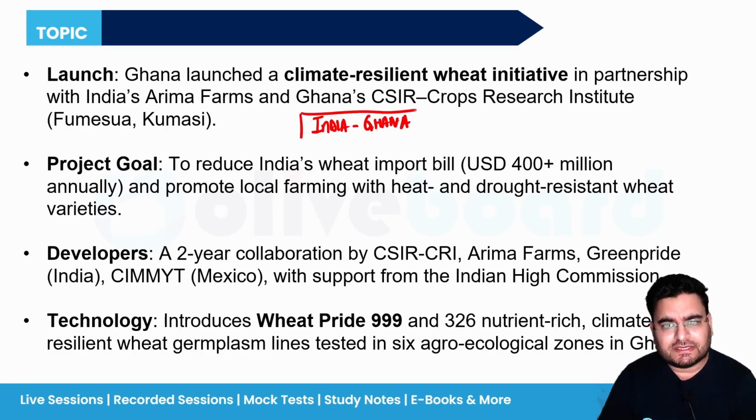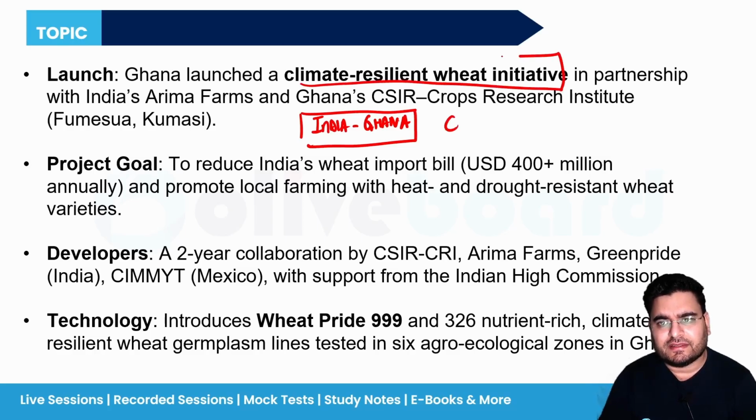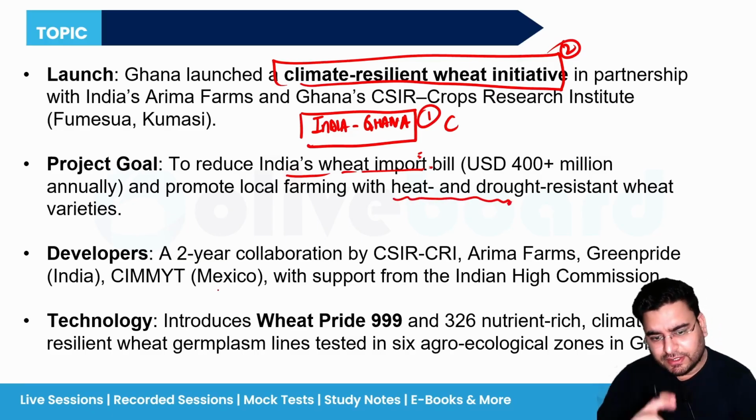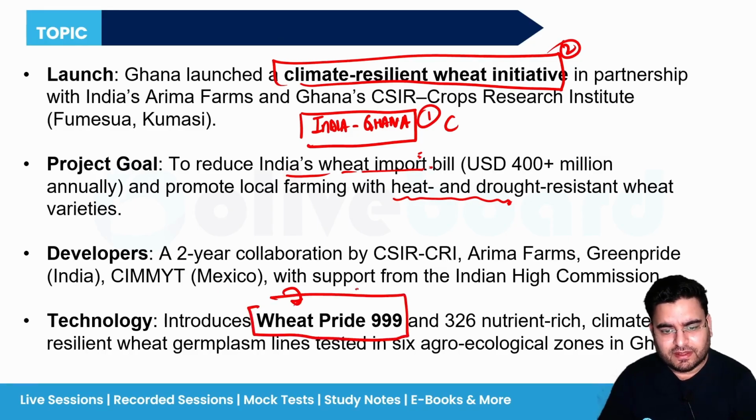For what purpose? For developing climate resilient wheat. Second keyword. First keyword and second keyword. Got it? Now, what is the purpose? To reduce India's wheat import, right? That is the main purpose, and to create heat and drought resistant wheat. Clear? And what new variety of wheat they are producing? Wheat Pride 999, which is a 326 nutrient rich climate resilient wheat variety.